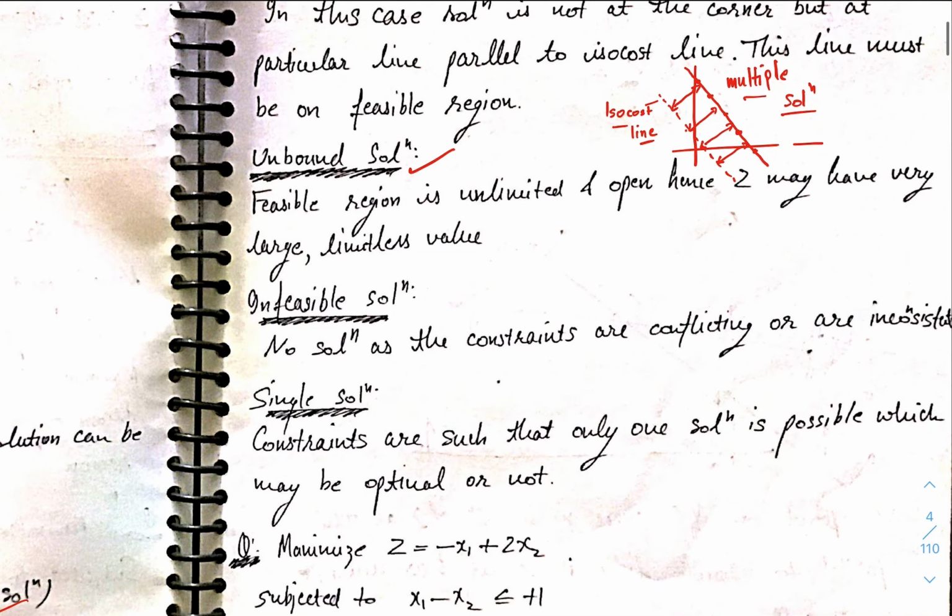Okay. Now the next one is the infeasible solution. So this is different from the unbound solution. That's what I'm saying. An infeasible solution is no solution, as the constraints are conflicting or inconsistent, right? What it means is that sometimes it might be possible that the way you are giving the constraints, the way you are demanding things from your system, it's not possible to have a solution, right?